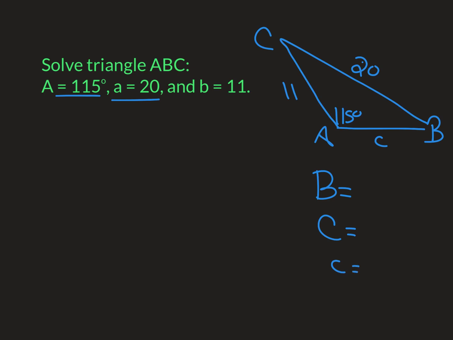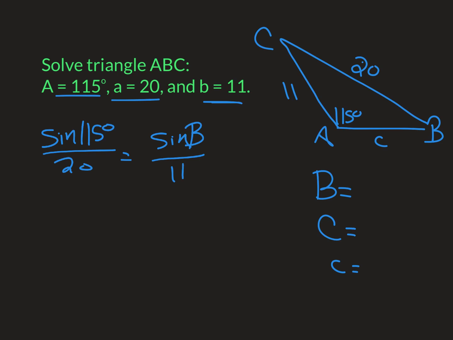So we need to find angle B first because that's what I know right now, and I know all of A. So I'm going to say sine of 115 degrees over 20 equals sine of angle B, which I don't know, over 11. This is a little bit different case because I'm looking for an angle this time. Still going to cross multiply. 11 times sine of 115, which is 9.7. So I get 9.7 equals 20 times sine B. Now, just like last time, I'm going to divide by 20. 9.7 divided by 20, and I get sine B equals 0.485.